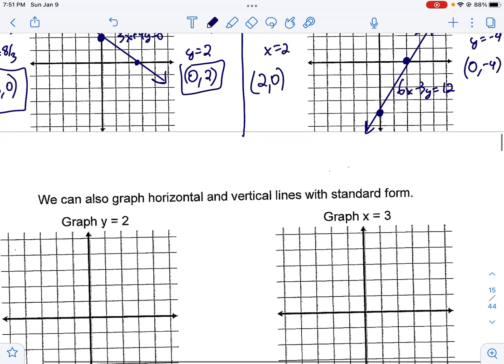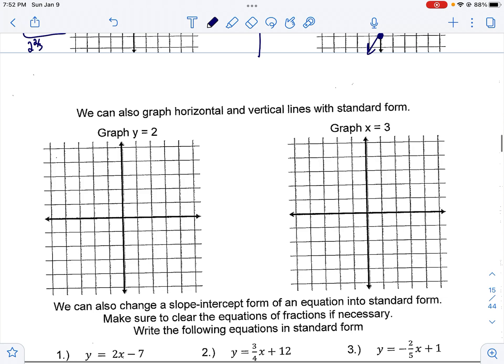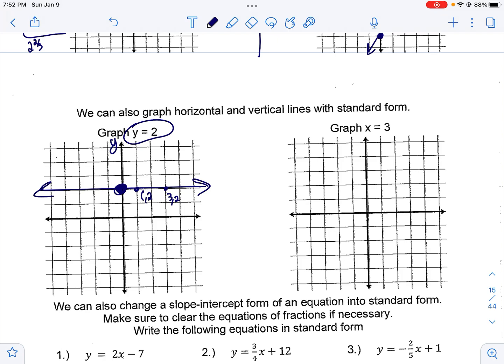You can also graph horizontal and vertical lines using the same idea. Okay, so if we wanted to find where y equals 2, well, we know that's going to be on the y-axis. That's this point right here as a starting point. Where else does y equal 2? Well, this point right here is 1, 2. This point right here is 3, 2. So we might notice that y equals 2 is going to end up being a horizontal line going across, showing all of the places where y equals 2.